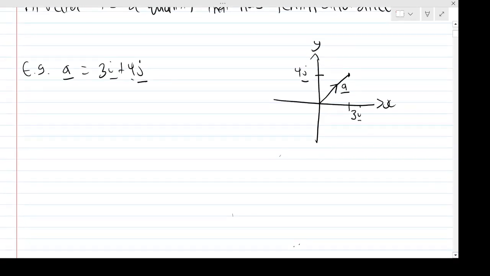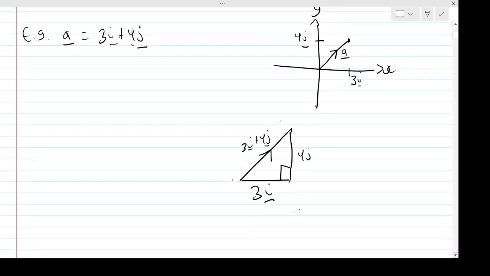Let me then just draw this vector out more specifically. So it looks like this. We have the vector A there, and if we consider firstly the x component, that was 3i, and then we go up by 4j. And actually this vector creates a right angle triangle, and the hypotenuse is the vector itself. So that was 3i and 4j. So what do we mean by length and direction?